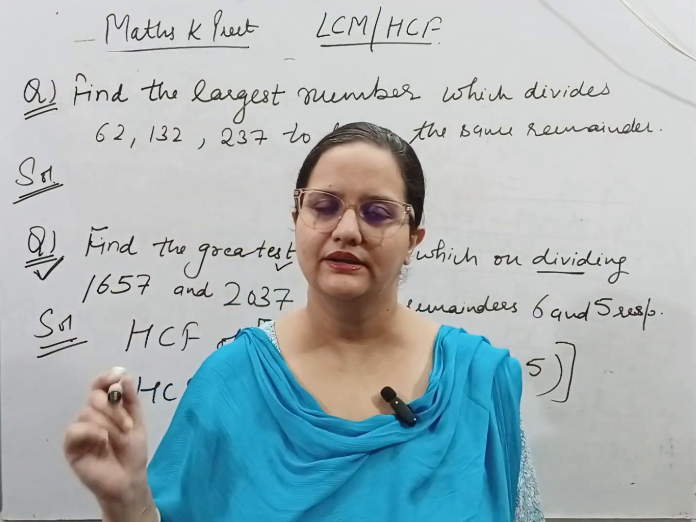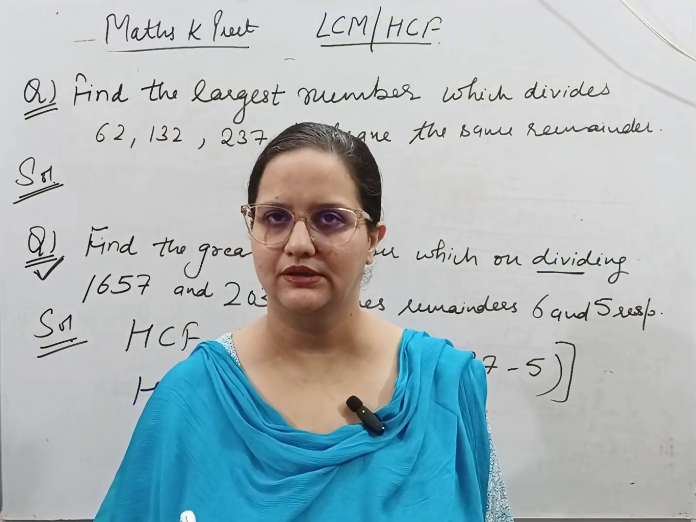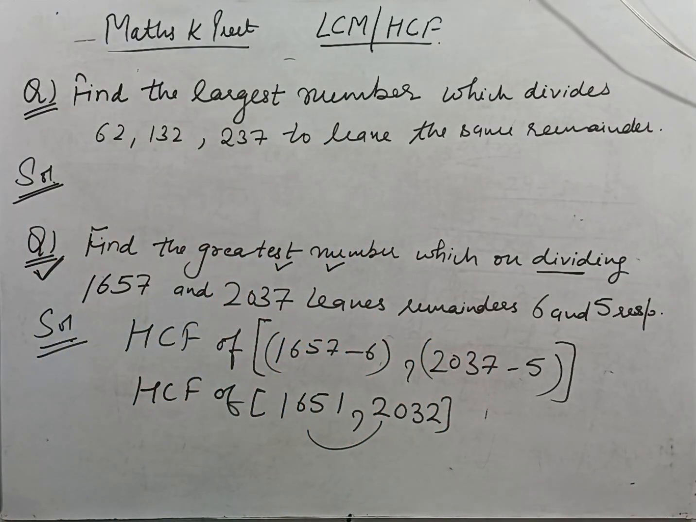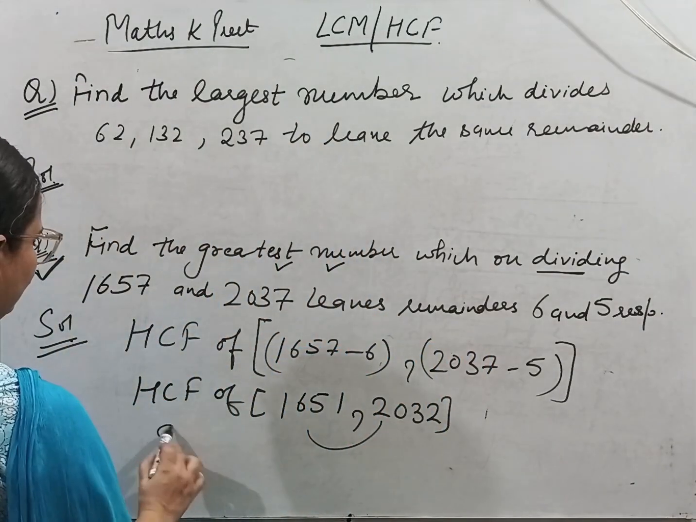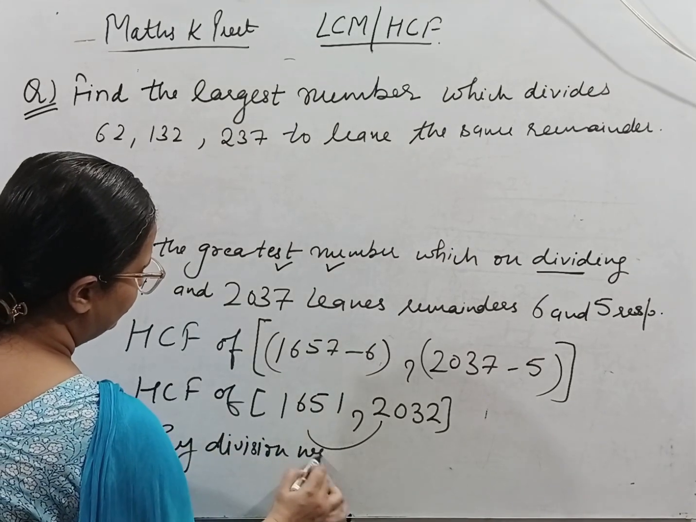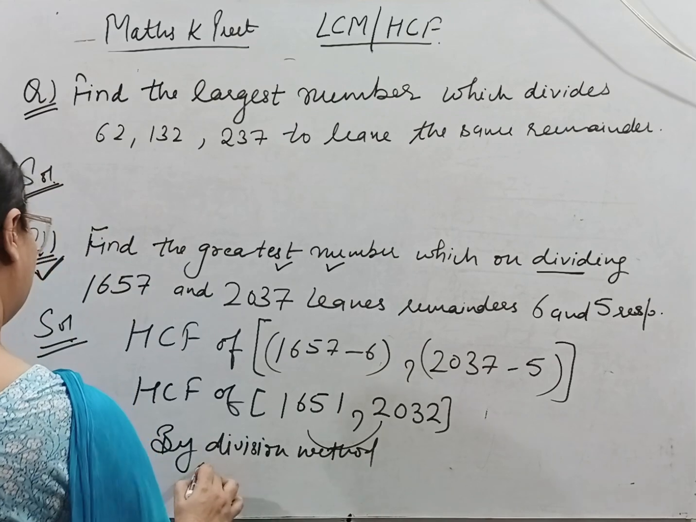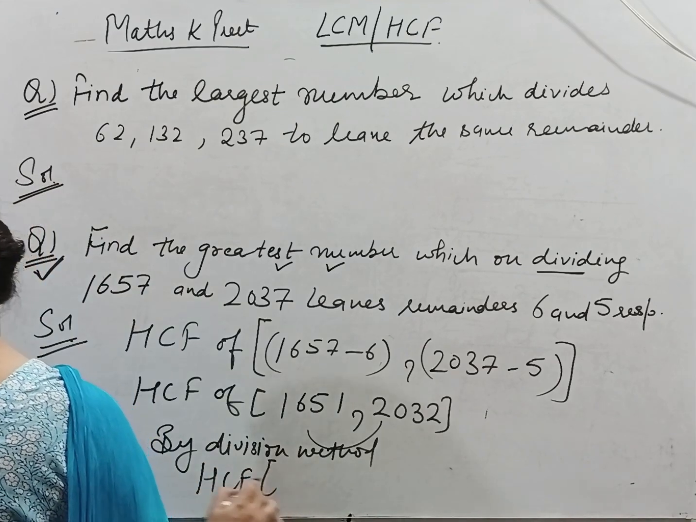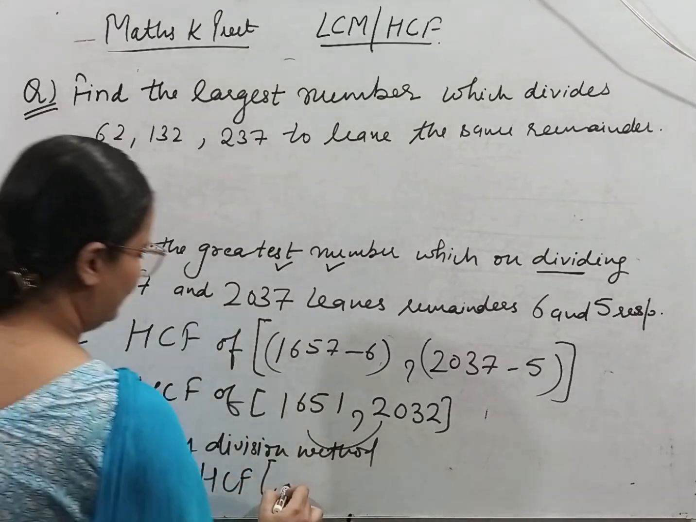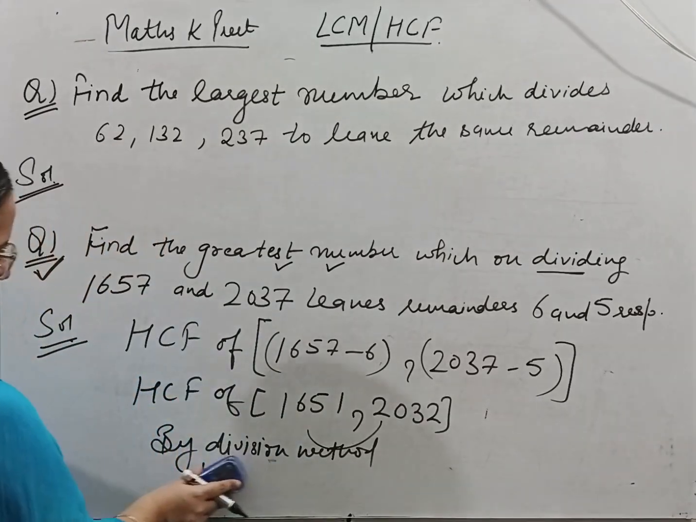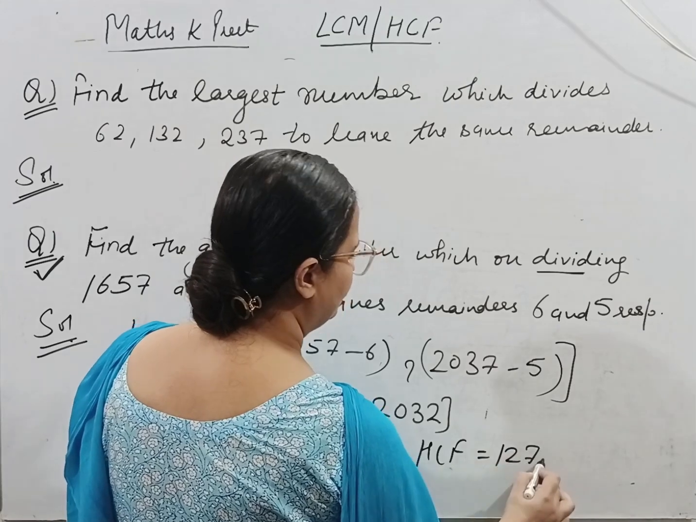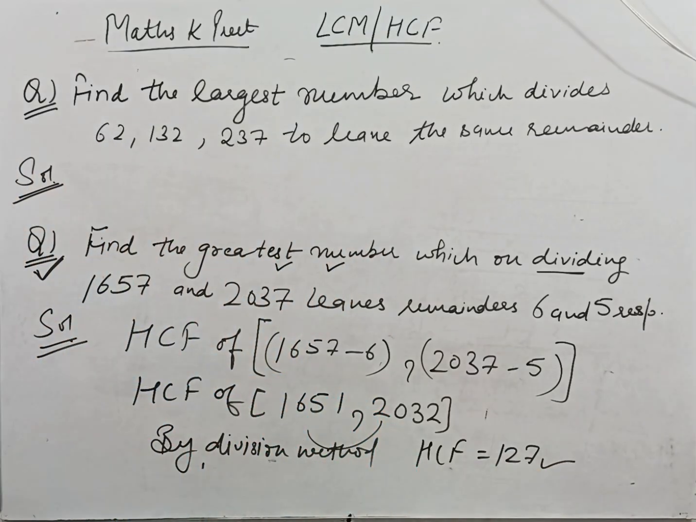Now we know that here we will use the division method to calculate the HCF because the numbers are greater. So here HCF by division method I am simply writing. You can perform that method by yourself. By division method, HCF of these two numbers will be 127. HCF of these two numbers will be 127. I hope you understood the logic.